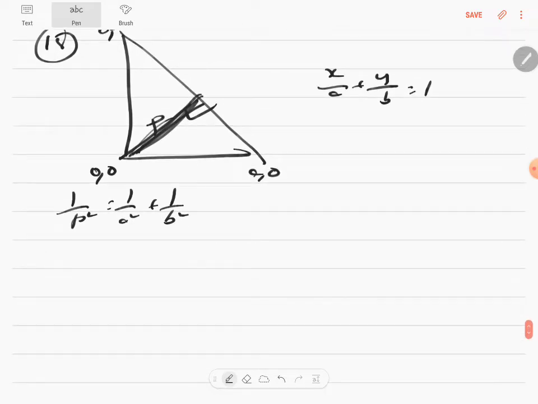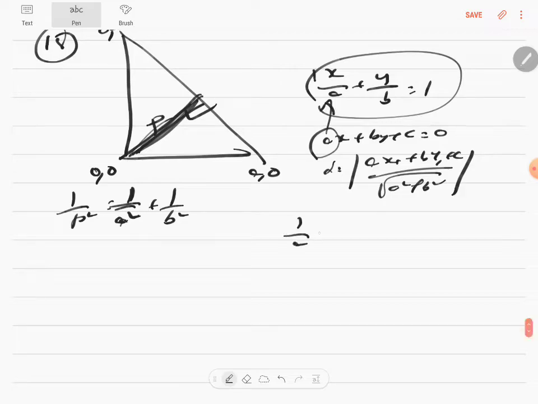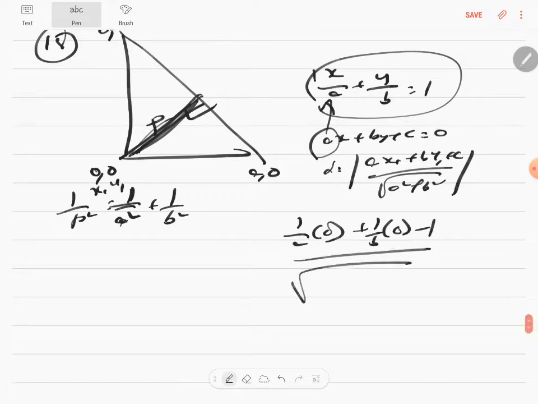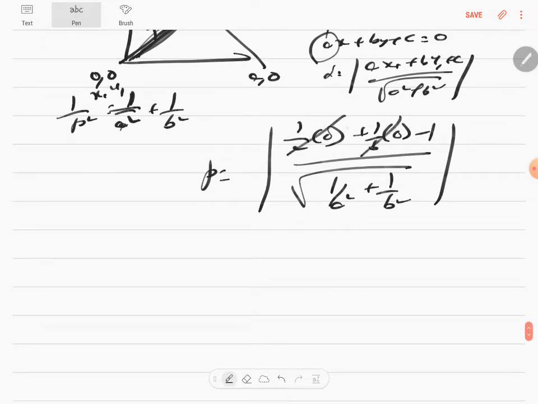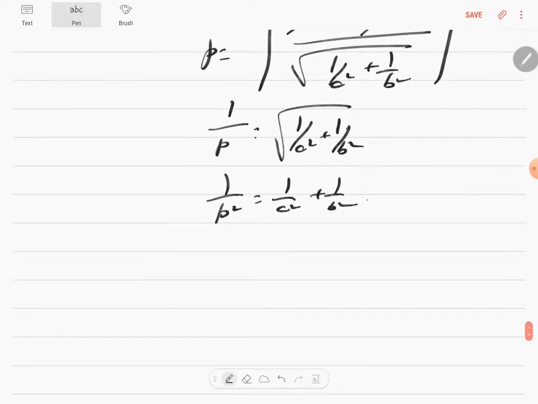Normally, we need the equation as ax plus by plus c is equal to 0. So that distance can be a into x1 plus b into y1 plus c by root of a square plus b square. However, I don't want to convert this equation because I want a 1 by a square. So I need a 1 by a. The a in this sum is 1 by a into 0 because the origin is x1, y1, plus 1 by b into 0 minus 1 by root of 1 by a square plus 1 by b square will be the p perpendicular distance. This becomes 0. So 1 by p therefore is root of 1 by a square plus 1 by b square, and 1 by p square itself is 1 by a square plus 1 by b square, and that completes this exercise.